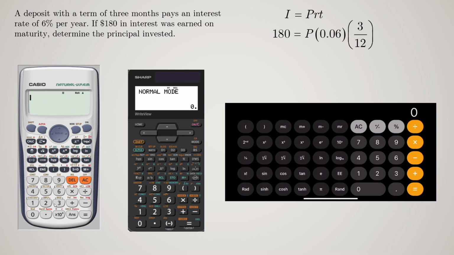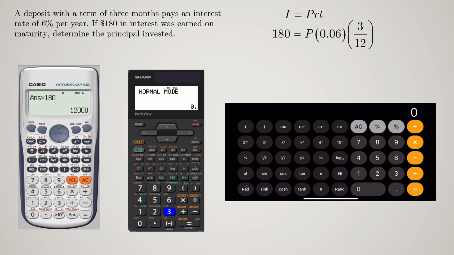And I'll just show you one other way. If we do 0.06 times 3/12, we would like to do 180 divided by this result. Another way to handle that is to do 180 times 1 over this result. That is, multiply by its reciprocal. So I can take the reciprocal of this by hitting x to the -1. And now I can just multiply by 180. So 3 options, choose whichever one you're most comfortable with.